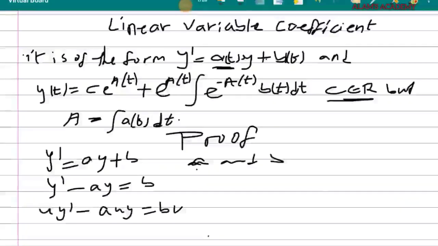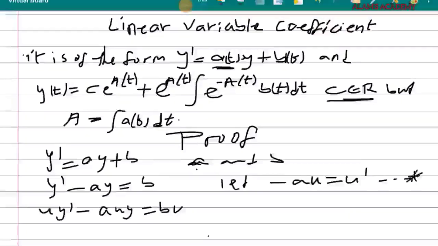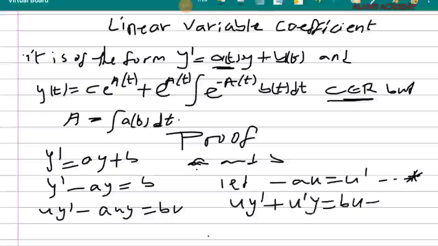Now let negative a u be equal to u prime. Say this is star. Now we substitute this back into the previous equation. So I now have u y prime plus u prime y equal to b u. If this is it, I can factorize this as u y all prime equal to b u.